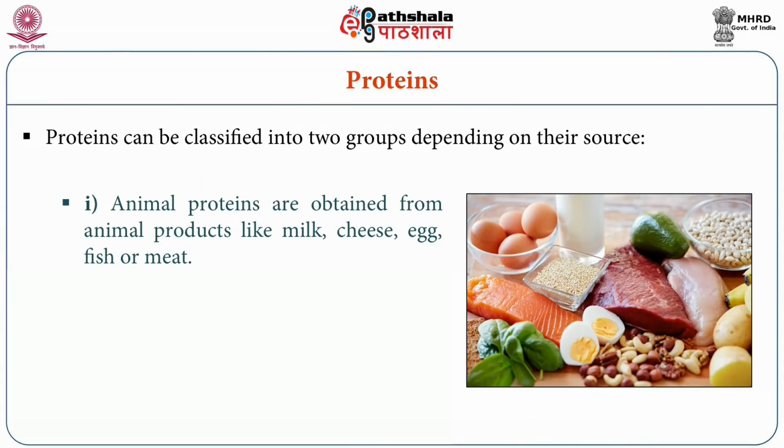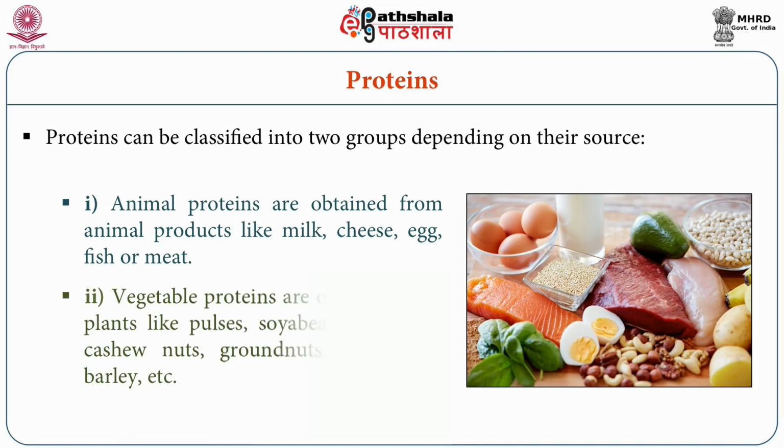And these proteins are categorized again as animal proteins and plant proteins. As the name indicates, animal proteins are the substances which are derived from animal sources like eggs, milk, meat, fish, etc. Then we have the second category, which is called vegetable proteins. And these vegetable proteins are derived from plant sources like pulses, legumes, soya beans, nuts like cashew nuts, almonds, groundnuts, etc.